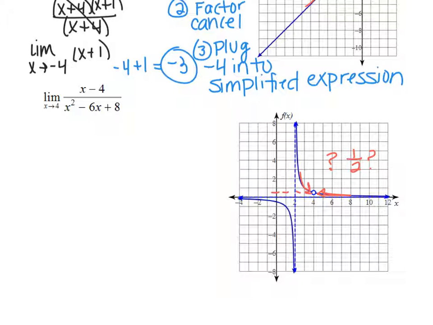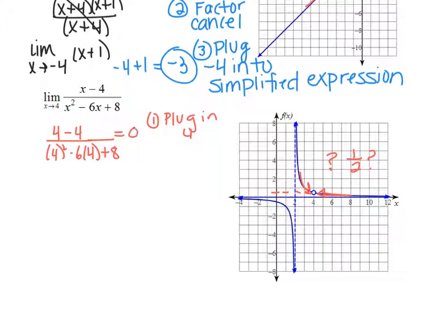Let's find out. So we want to do our first step, which is plug in. So we're going to plug in 4 and see what happens. So 4 minus 4 over 4 squared minus 6 times 4 plus 8. I know the numerator is 0. Let's just double check what happens in the denominator. So take a minute, throw this into your calculator, and then hit resume for the answer. Okay, you got 0. So 0 over 0 is no good.